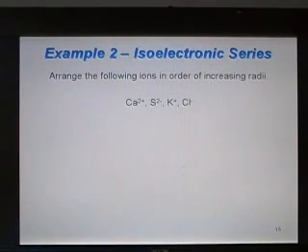So now, I want you to take a moment and arrange the following ions in order of increasing radii: Ca2+, S2-, K+, and Cl-.